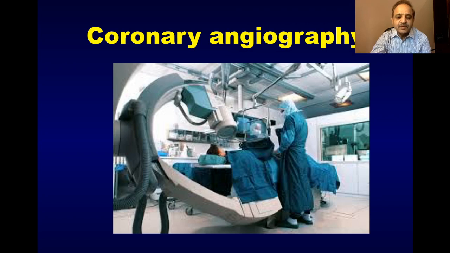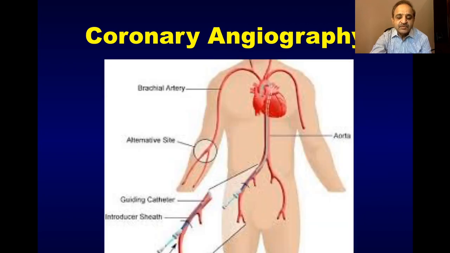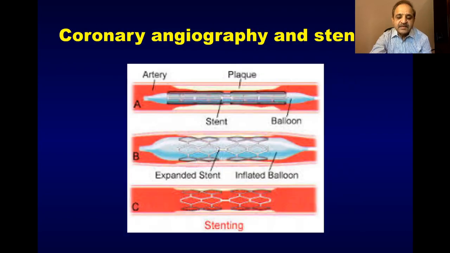This is how you perform a coronary angiogram. You just pass a catheter through the femoral artery or the brachial artery or radial artery into the circulation, and then go to the coronaries, inject dye, and then see the coronary arteries. After that, you pass a balloon. On the balloon, there's a stent mounted. You inflate the balloon, and in the bottom side, you see the picture. You see there is a stent in place.